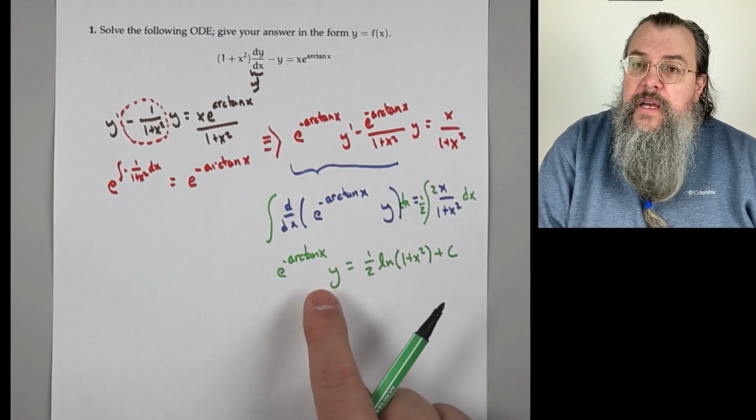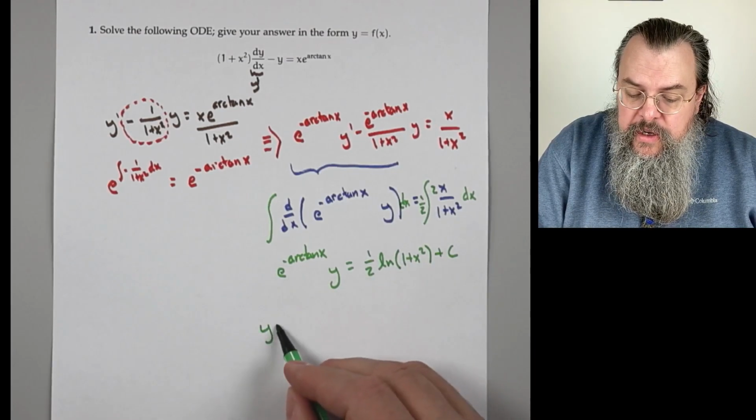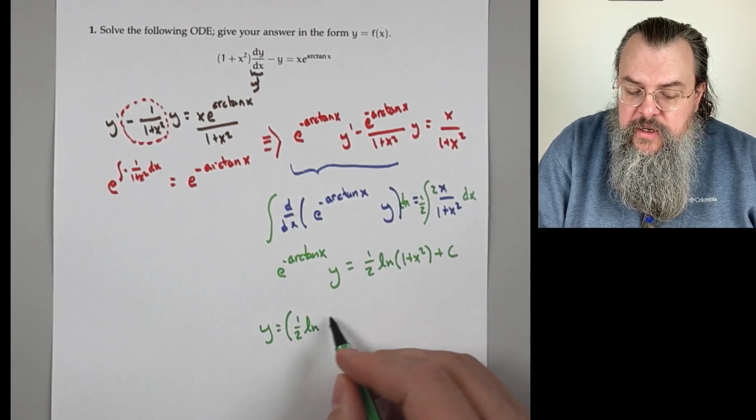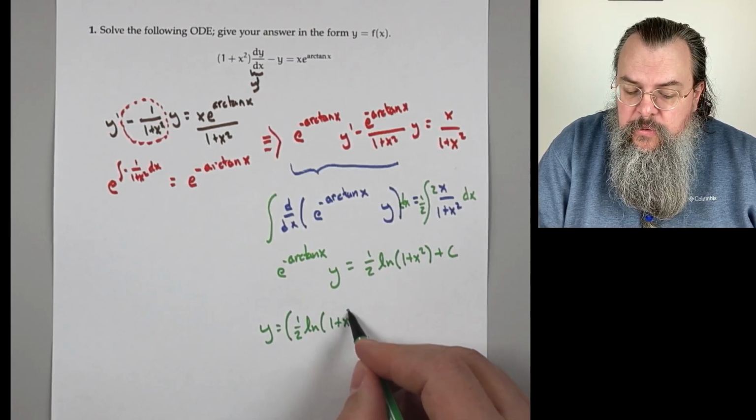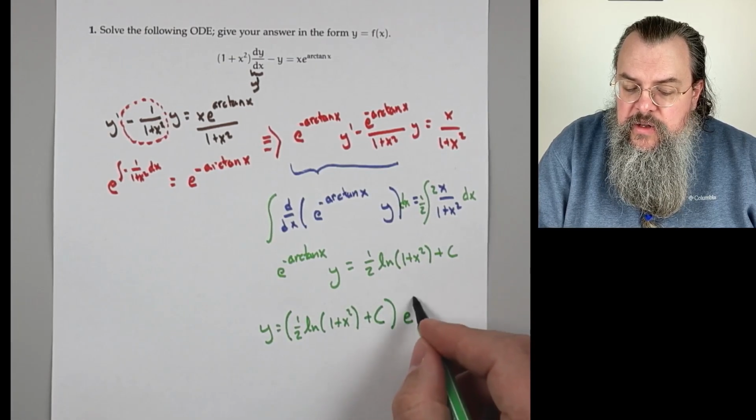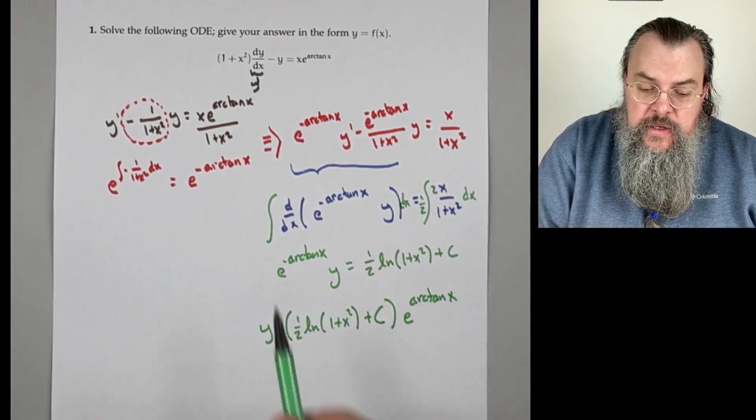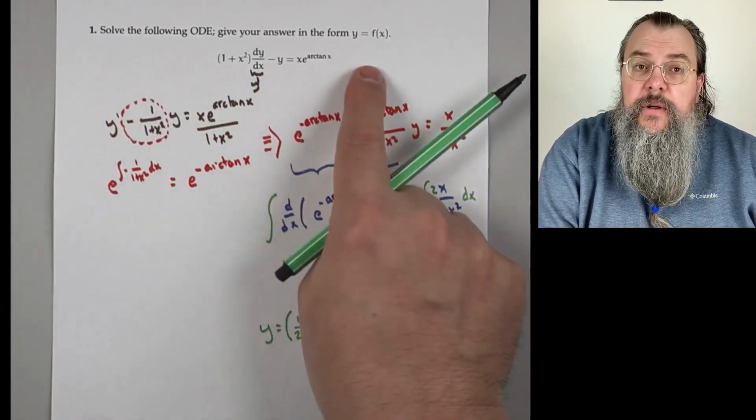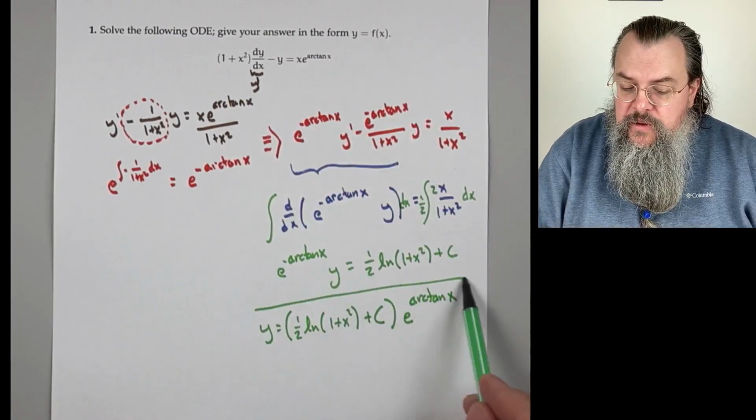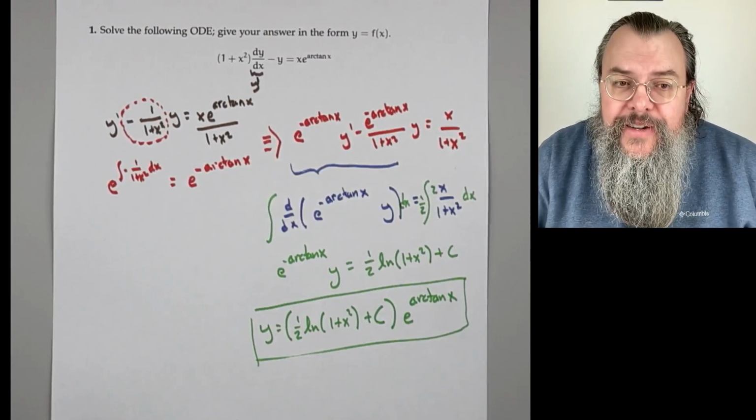To get y by itself, we need to move this across. And so we'll multiply by e to the positive arctangent of x. So we get that y is equal to 1/2 natural log 1 plus x squared plus some constant c times e to the arctangent of x. And we check, we have to solve the following ODE. There's no initial conditions, which means we're done. That's it. There's our answer.